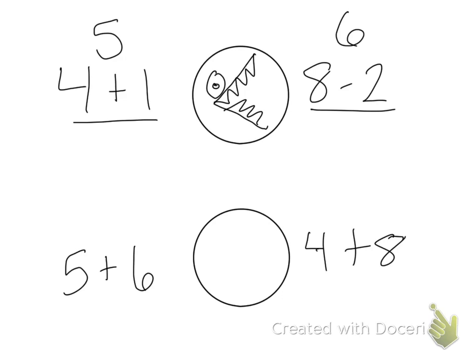Okay, let's solve this next one. 5 plus 6 is 11. 4 plus 8 is 12. So 11 is less than 12.